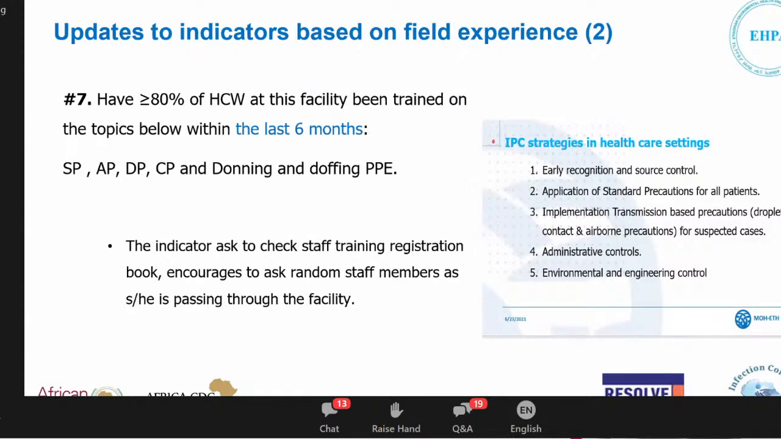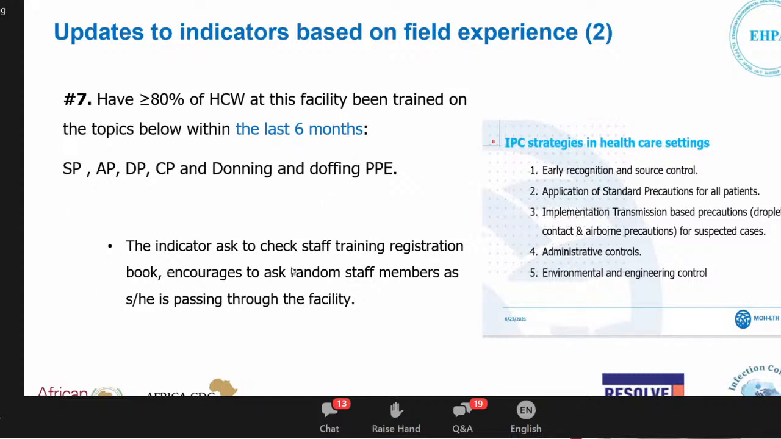Coming to number 7, or indicator 7, it asks us about the training of health professionals in standard precaution, airborne precaution, droplet precaution, and contact-based precaution. Currently, the country has standardized the training PowerPoint, or the training material. It's fortunate that the training material addresses all these areas, including donning and doffing, as you can see on the screenshot of the slide. So it addresses all of this. But what we face as a challenge on this indicator is that it asks about the last 6 months.